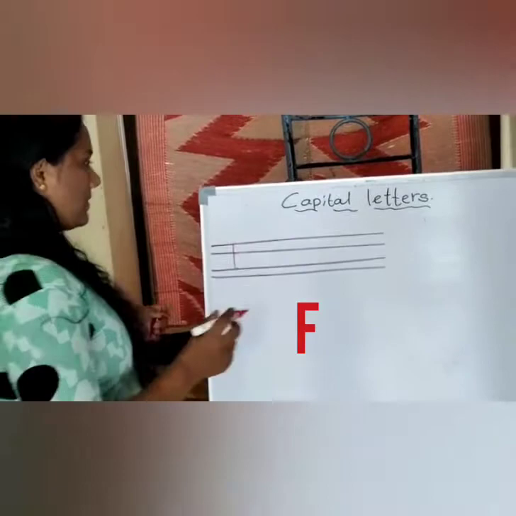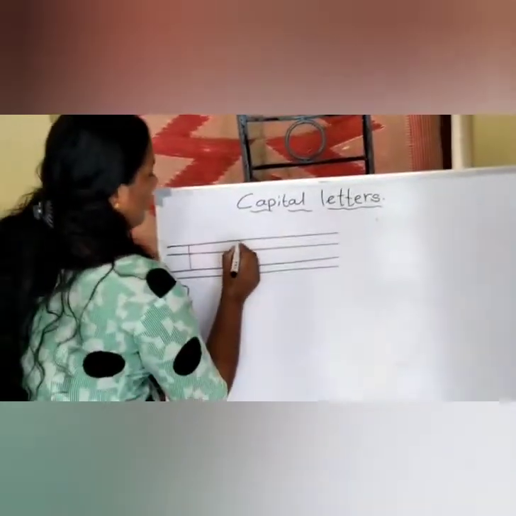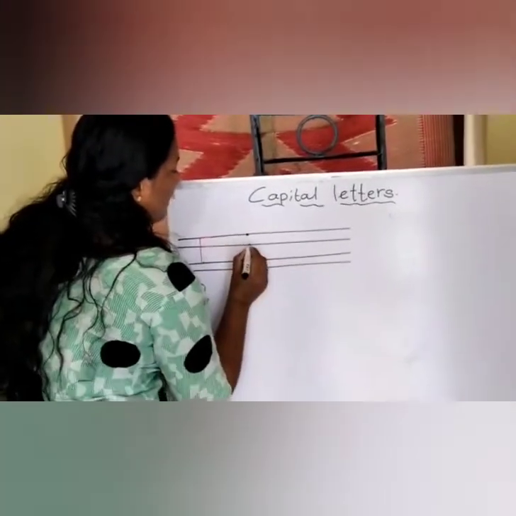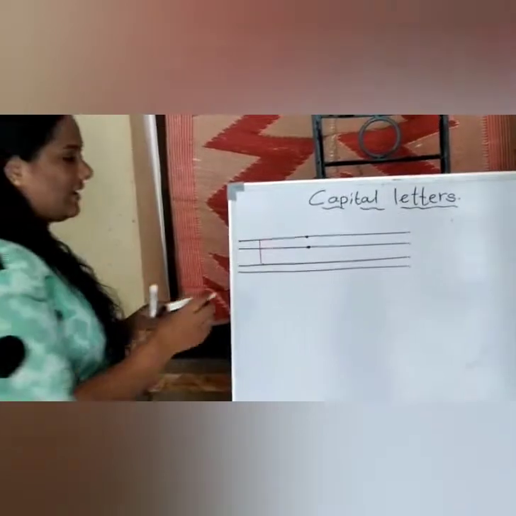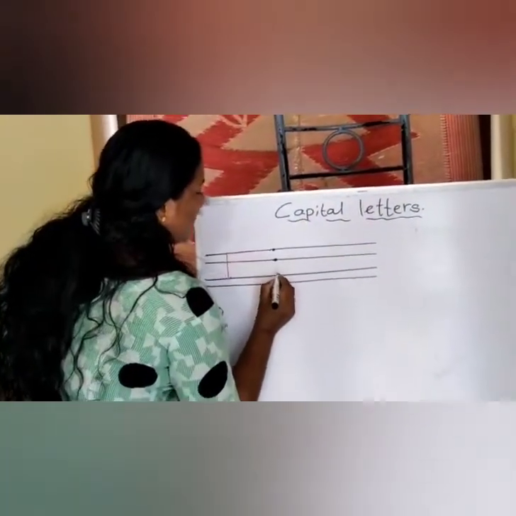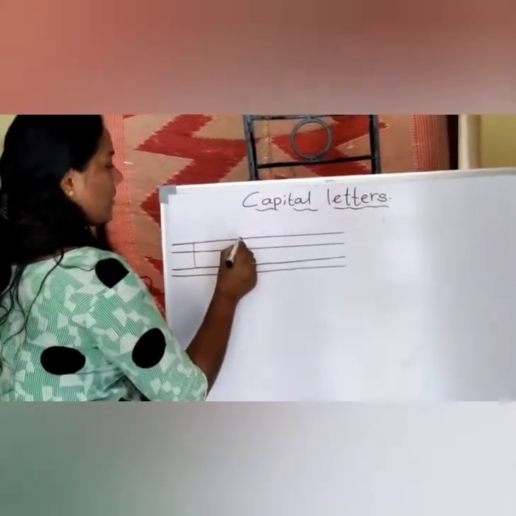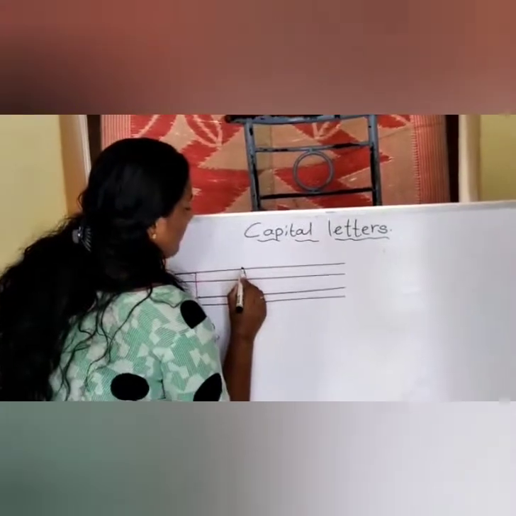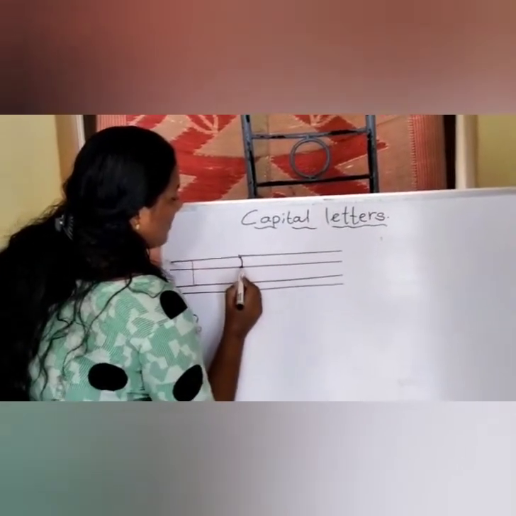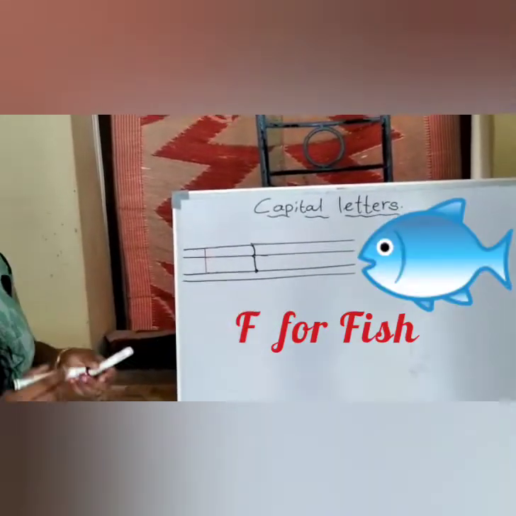Again I am repeating how to write F. Okay, 3 dots are there. I think you can see this all. These 3 dots we have to put here. From up to down one big line. From up one small line. In the middle another line. So what is the letter? F for fish. F for fish.